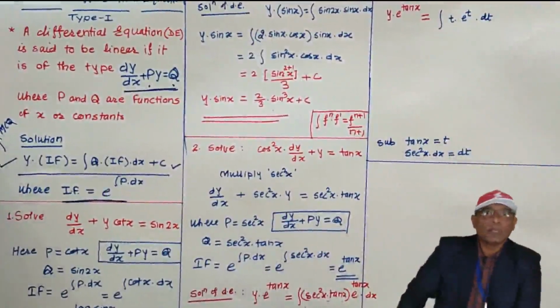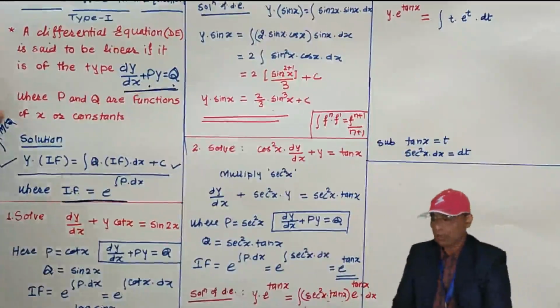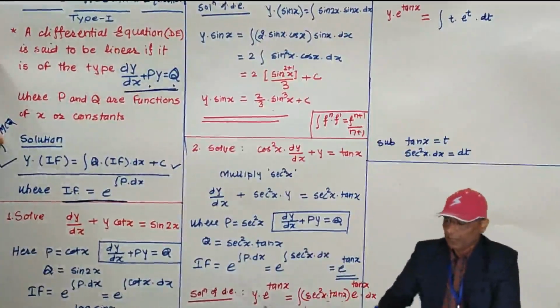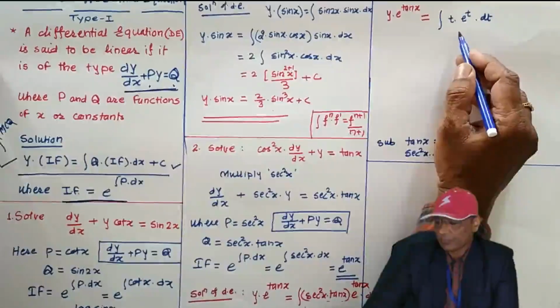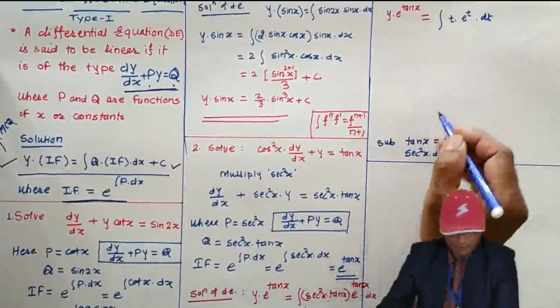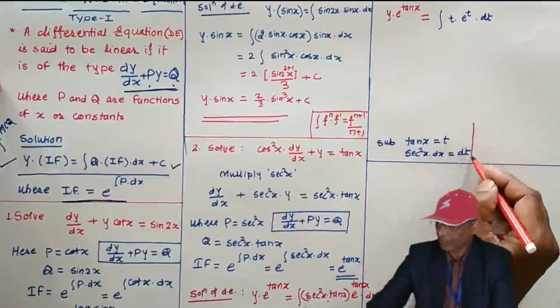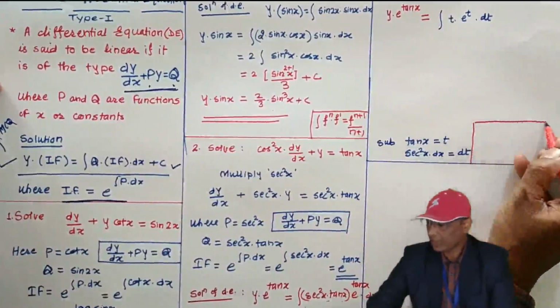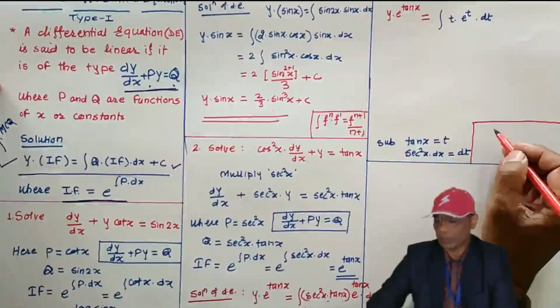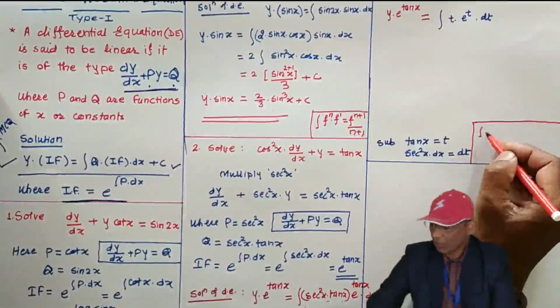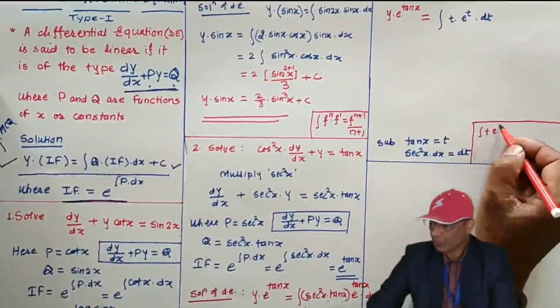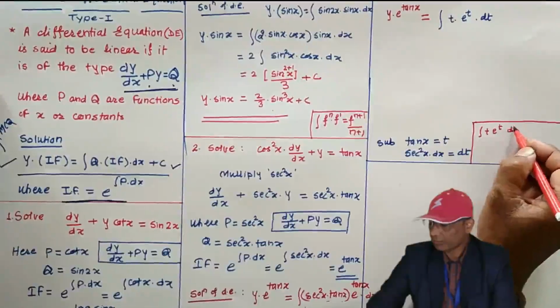This right hand side is what? Integral of t e to the power t. Now evaluate this integral. Use integration by parts. Here I am evaluating the integral separately. You can directly write the integral of t e to the power t, but if you want the explanation for this, I am going to give it now.